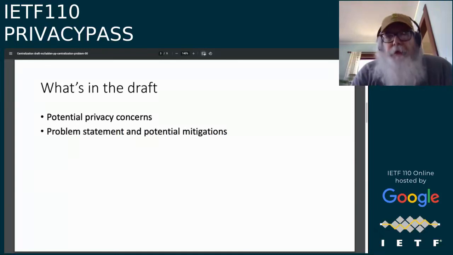The goal of the draft is really to address the centralization issues surrounding Privacypass. It's sort of a supporting piece of documentation for the architecture and protocol drafts. The idea is to identify potential privacy concerns and then try to write a crisp problem statement for Privacypass in regards to centralization, and then talk about potential mitigations. And I'll say again that of the potential mitigations, redemption context is not in the current draft, although when we come to the end, I'll talk about being happy to add it. Next slide, please.